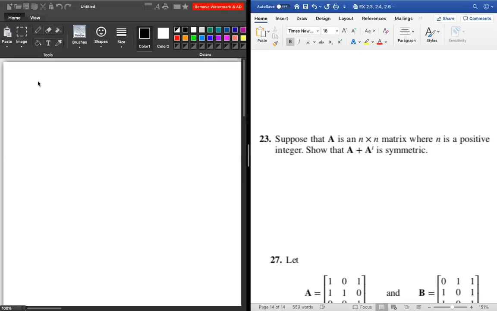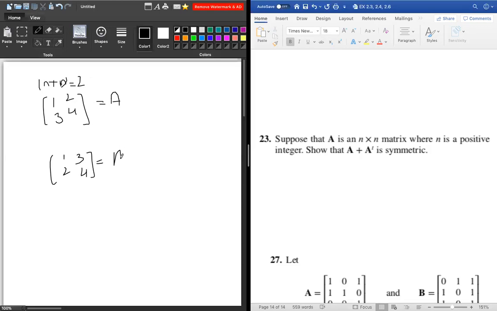So if we have a matrix A of size n by n, let's say n equals 2, so it will be a 2 by 2 matrix. Let's say 1, 2, 3, 4, and this is A. And the transpose of this will be 1, 3, 2, 4. This is the transpose of A.